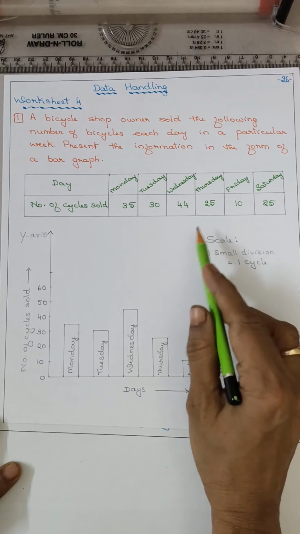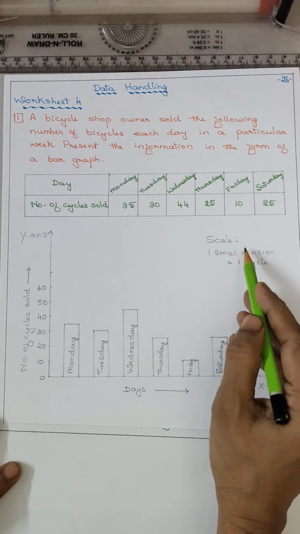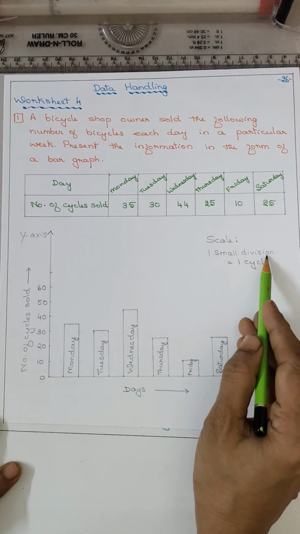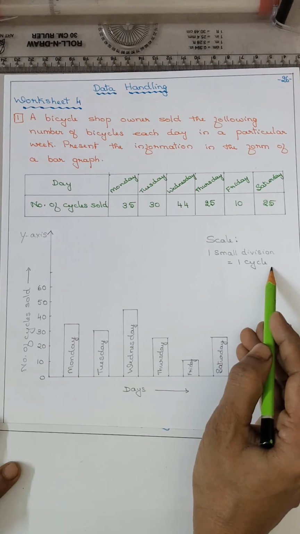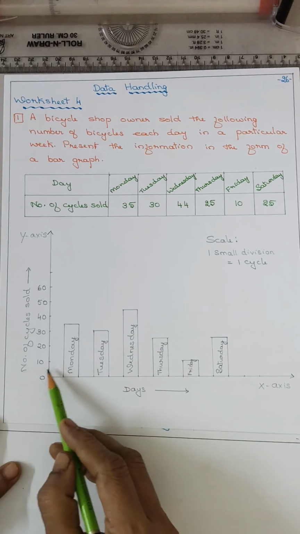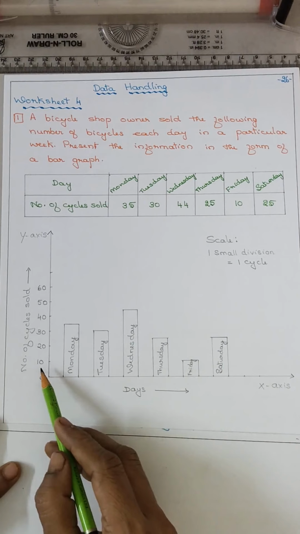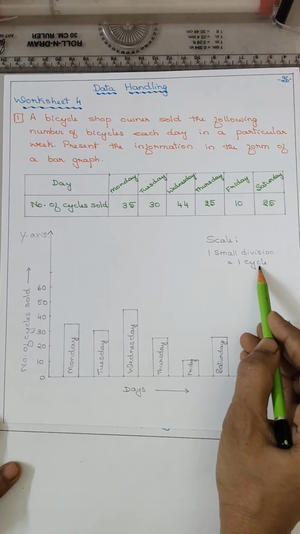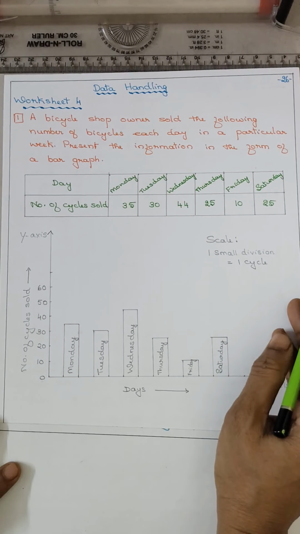Okay, first we will write the scale. Scale is equal to, how much you have taken? 1 small division is equal to 1 cycle. So the small division, that 1, 2, 3, 10, isn't it? So that small 1 division is equal to 1 cycle. Like that you take the scale.